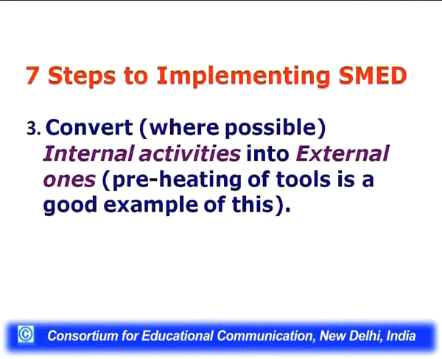Third step is convert, where possible, internal activities into external ones, so that you will not have to wait for the stoppage of the machine, because those activities are done externally and are independent of the running machine. Preheating of tools is a good example of this. If any tool is to be preheated, it may not require the stoppage of the machine; it can be done separately even if the machine is running.